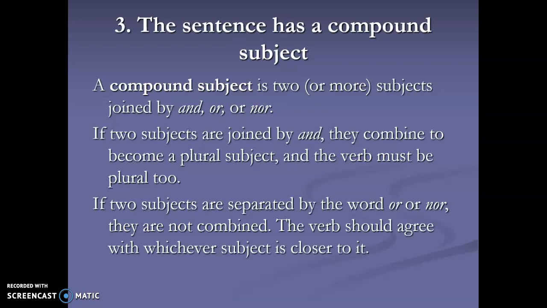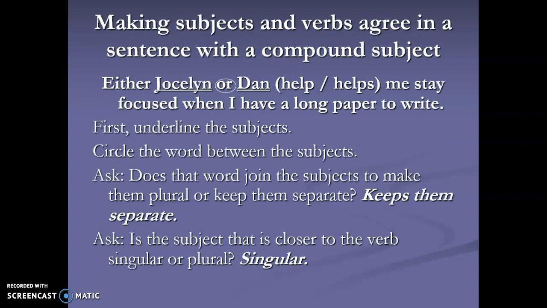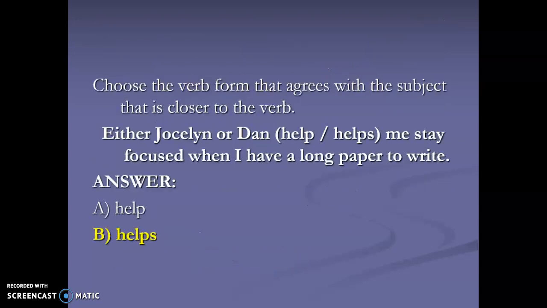Okay. If we have a compound subject, there's two or more subjects. If they're joined by and, they automatically become a plural. If they're joined by or or nor, you pick the subject that is closest to the verb and go with it. So if they're joined by and, it's plural. If they're joined by or or nor, you go with the one closest to the verb. So either Jocelyn or Dan helps me stay focused when I have a long paper to write. Well, we have a compound subject here, Jocelyn or Dan. So if it's joined by or, we pick the subject closest to the verb. And in this case, it is Dan. Dan is singular, so Dan helps. Okay.